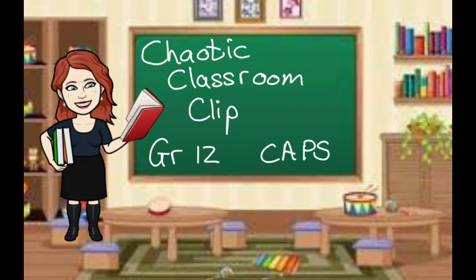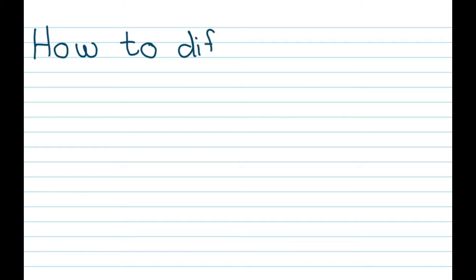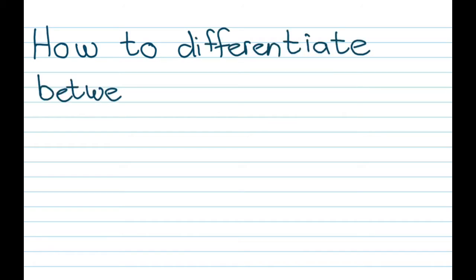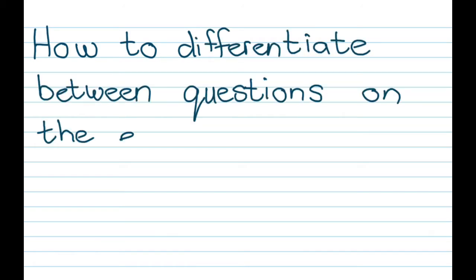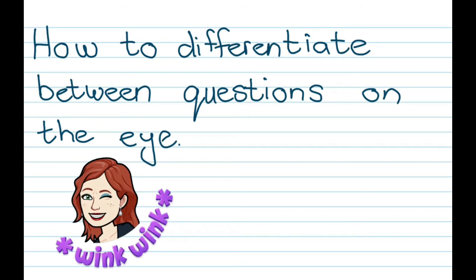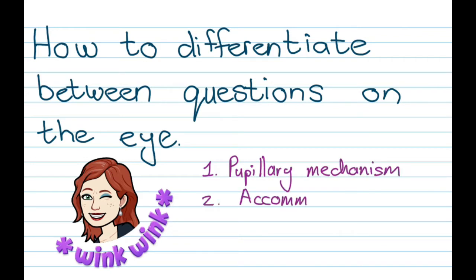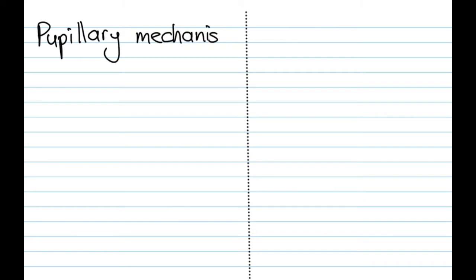This clip is aimed at grade 12 learners who are studying the CAPS syllabus. And in this video, we are going to talk about how you're going to differentiate between questions on the eye. The two types of questions that people confuse most of the time when it comes to the eye are the one on pupillary mechanism and the other one on accommodation. So first, let's talk about the differences.